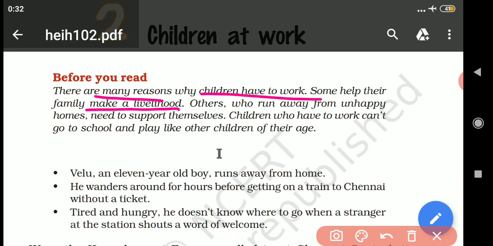So there are some children who work in small hotels or who work in restaurants, and they earn a very small amount of money, but with the small amount of money they run their small family. Okay, there are many such stories, many inspiring stories in the world.